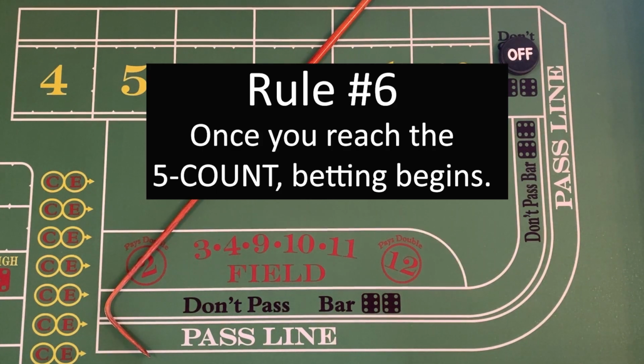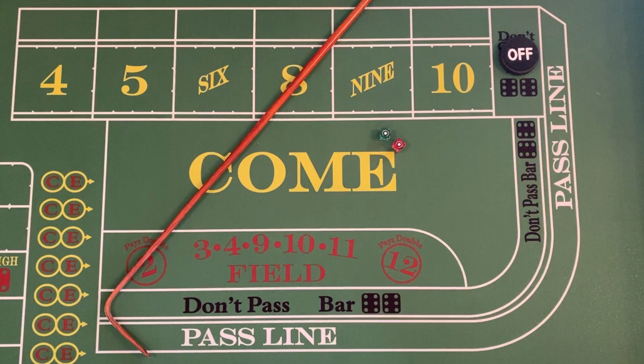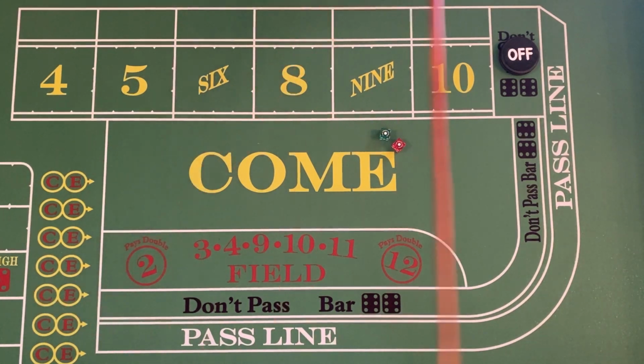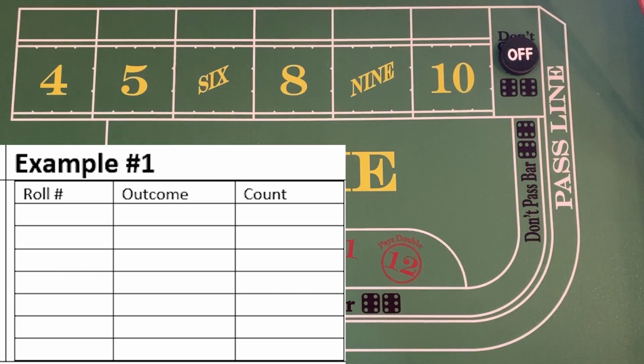And once you have reached a 5 count on the shooter, betting begins. And again, betting will be explained in a different video. So I'm first going to go over some examples. In order to go from count of 0 to 1, we need to see a box number.